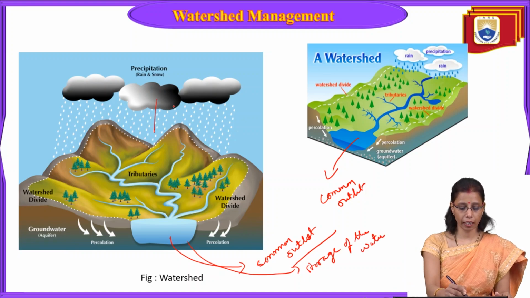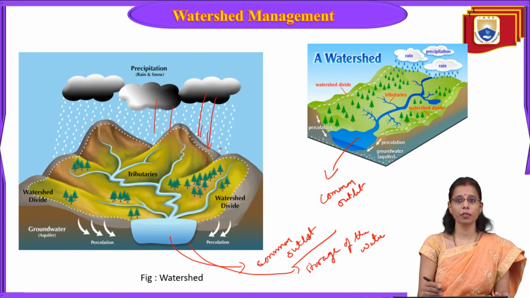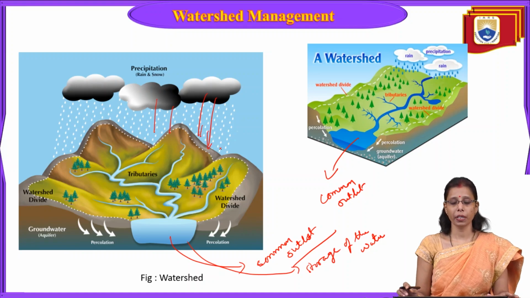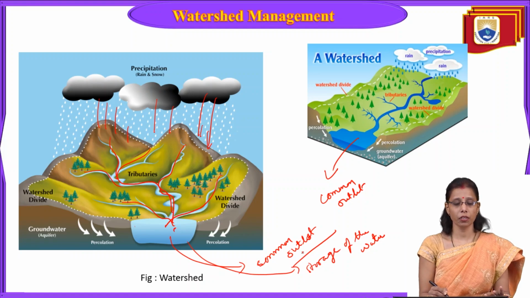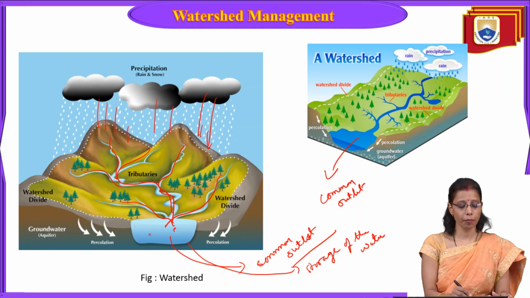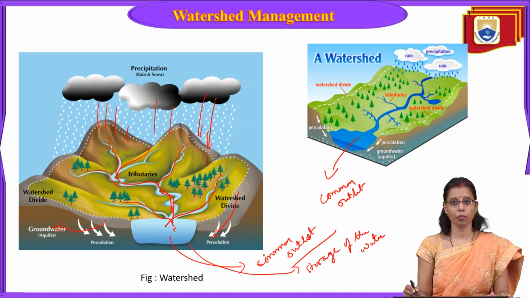Precipitation will take place, either in the form of rain or in the form of snow. It falls on the ground, on the hilly areas, and the water flows like this and goes to the common outlet. Here it is flowing and mixing, from here it is coming and mixing here, and from here too. This is the common place where the water is getting stored. From here it percolates inside and goes to the groundwater. Here percolation is there, and from here it becomes groundwater.